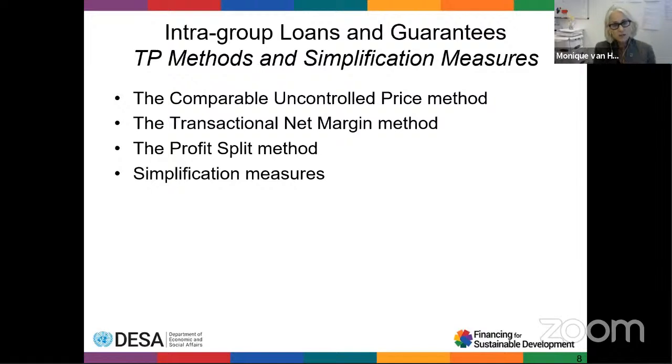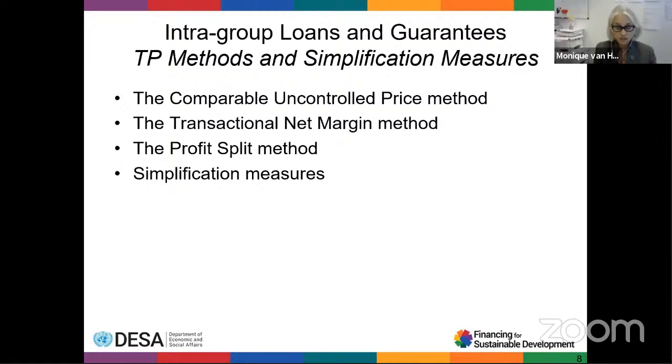The transaction net margin method is listed in here, but that is particularly for an entity that provides pass-through loans or renders financial services. So it's not for the instrument itself, but for providing the service of facilitating these loans. The profit split method we see for more complex financial structures.